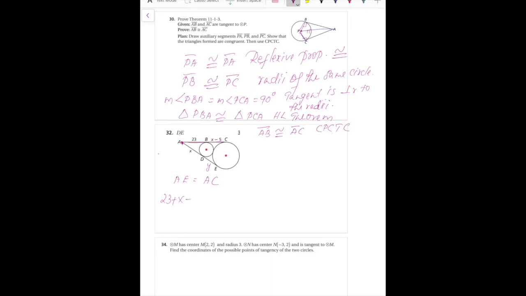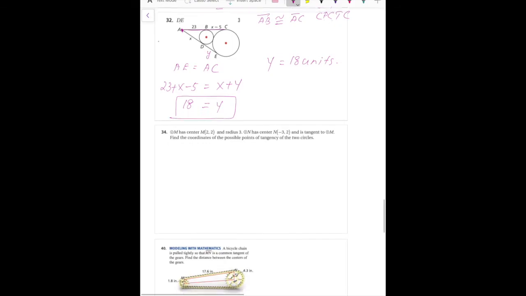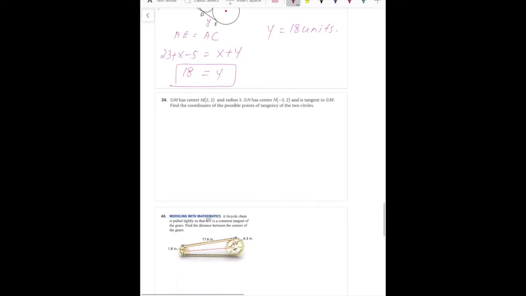So that is like 23 plus x minus 5 is equal to x plus y. Now you can just subtract x from both sides, and 23 minus 5 is 18, which is equal to y. So that was easy. Y is equal to 18 units. That's the next problem.